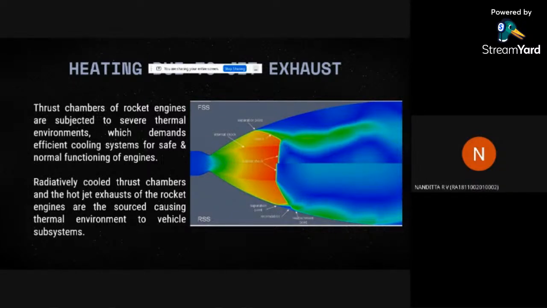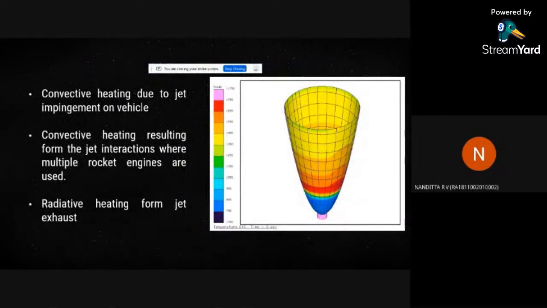The radiatively cooled thrust chambers and the hot jet exhaust of the rocket engines are the source causing thermal environment to vehicle subsystems. On the right hand side, you can see the CFD simulations of the jet exhaust, which show the internal shock and the normal shocks apart from the separation point. Convective heating due to jet impingement affects the vehicle, resulting from the jet interactions where multiple rocket engines are used. When multiple rocket engines are used, the TPS should be evaluated very carefully. And finally, the radiative heating from jet exhaust. So these are the parameters which cause the jet exhaust heating.